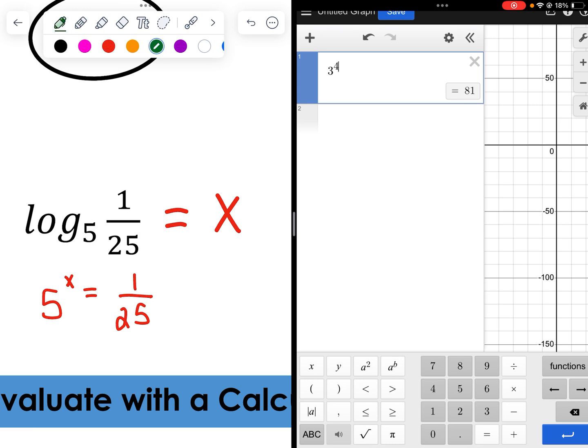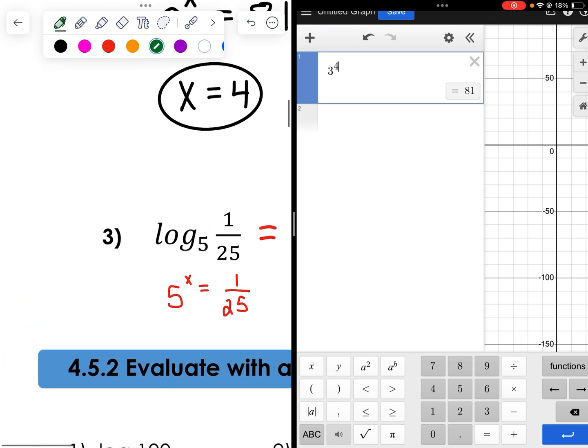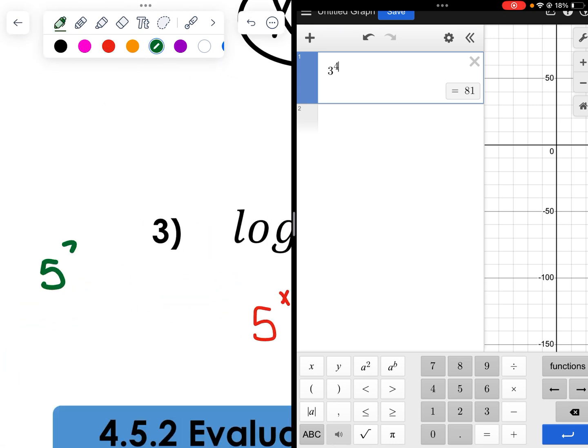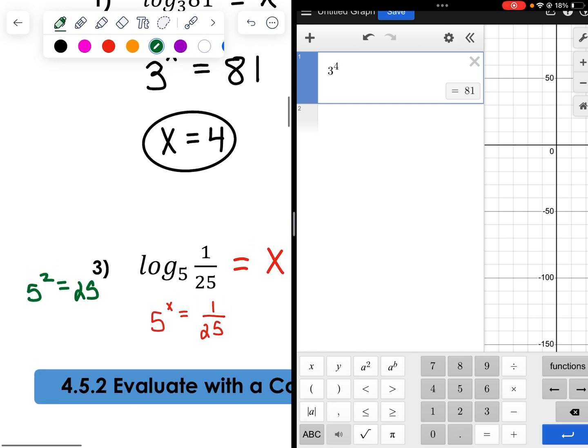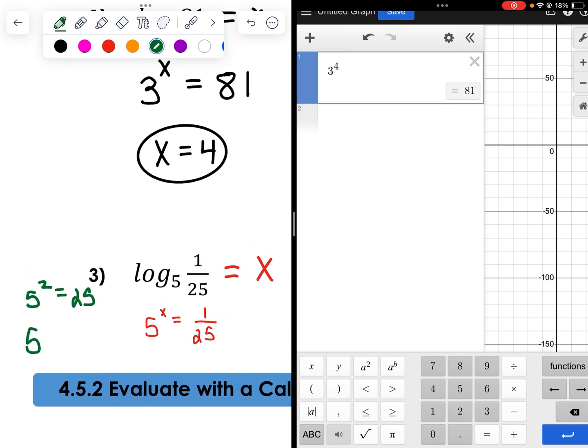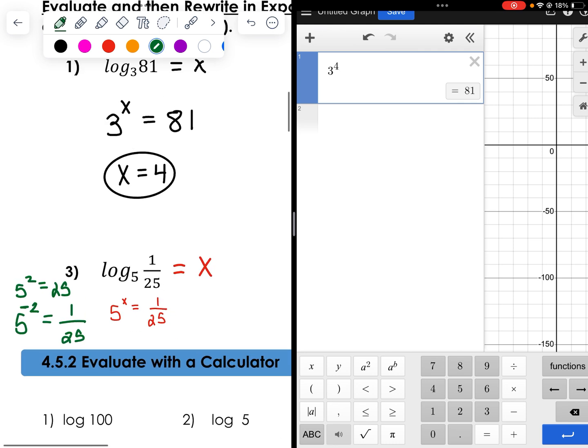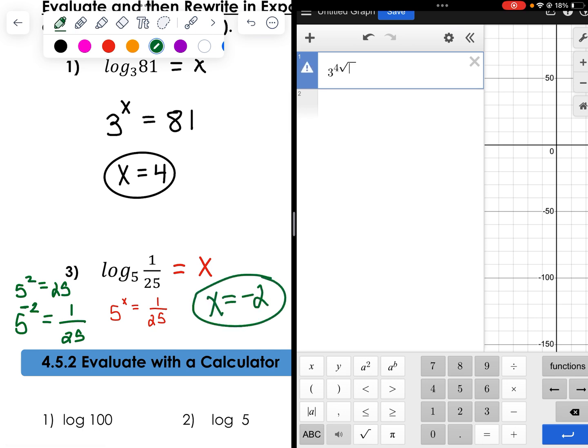Off to the side here, I know that 5 squared is 25. But if I want this to be a fraction, if I want the 25 to be in the denominator, then I would need a negative exponent to mean 1 over 5 squared, which is 25. So this one is negative 2 for our exponent.